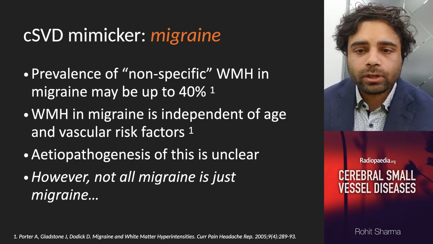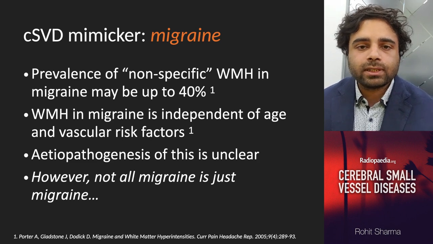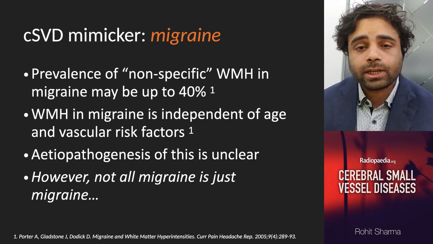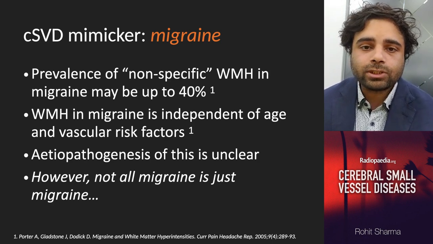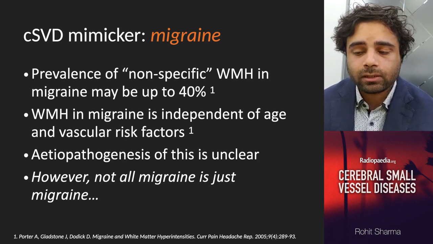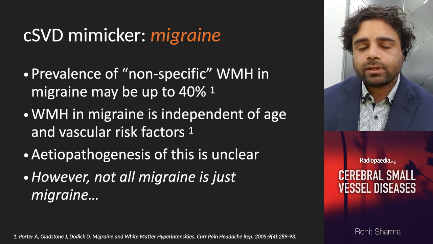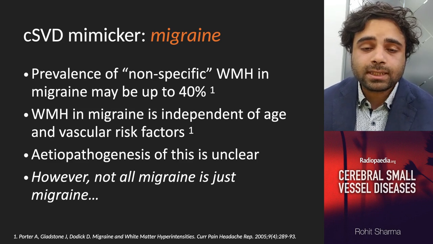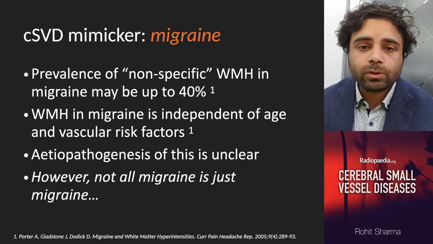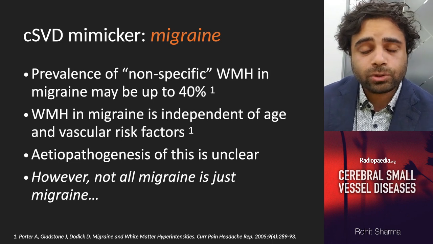And migraine really is an important mimicker from the vascular differential of cerebral small vessel diseases. The prevalence of these non-specific white matter hyperintensities, often in the subcortical region, is as high as 40% in patients with migraine. And we know that these lesions are present regardless of the age of the patient and their underlying cerebrovascular risk factor profile. The pathogenesis of this is really unclear, but we do know that it is very common. However, it's important to know that migraine and cerebral small vessel disease are not necessarily distinct entities, although they usually are. Migraine can often herald some important monogenic causes of cerebral small vessel disease, which we'll come back to.